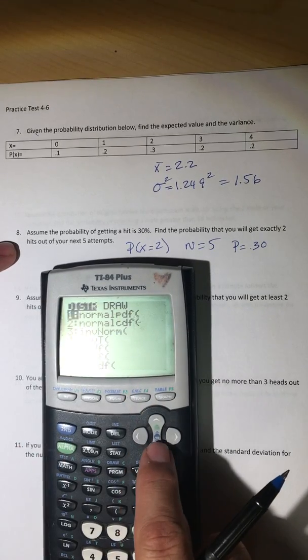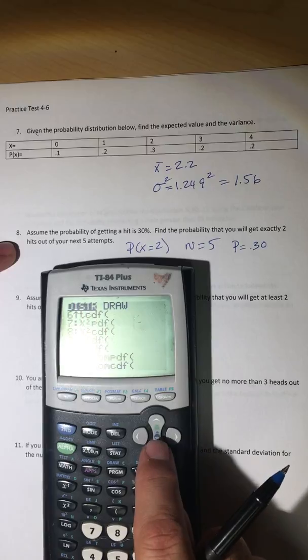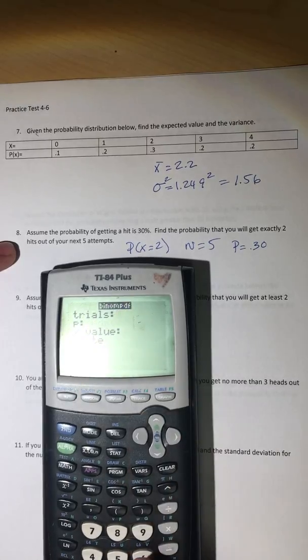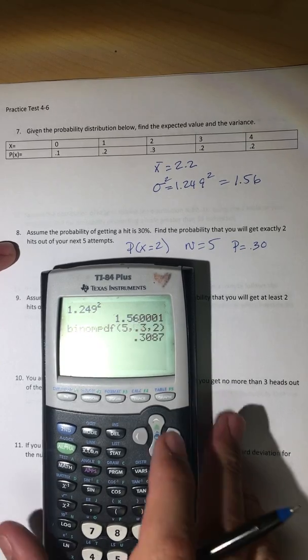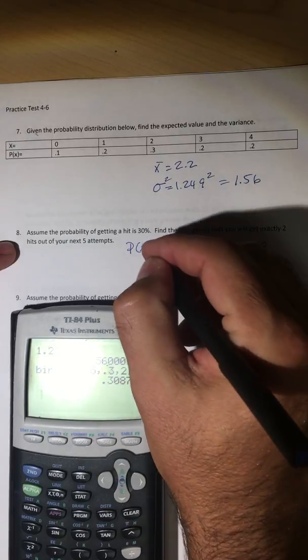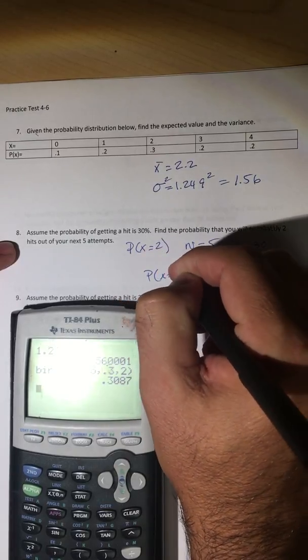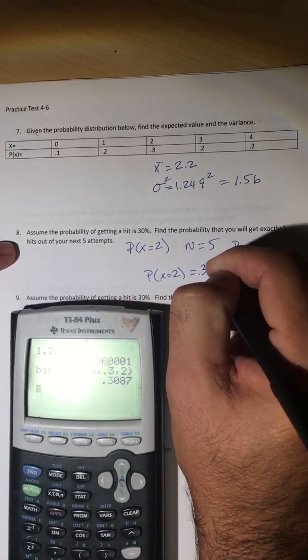So we're going to go distribution. This is binomial PDF. And we know the number of trials is 5, the probability is 30%, and the x value is 2, and we get 0.3087. So the probability that x equals 2 is 0.3087.